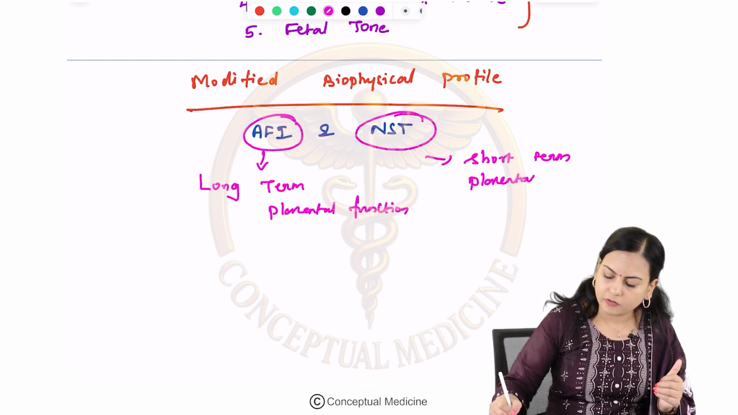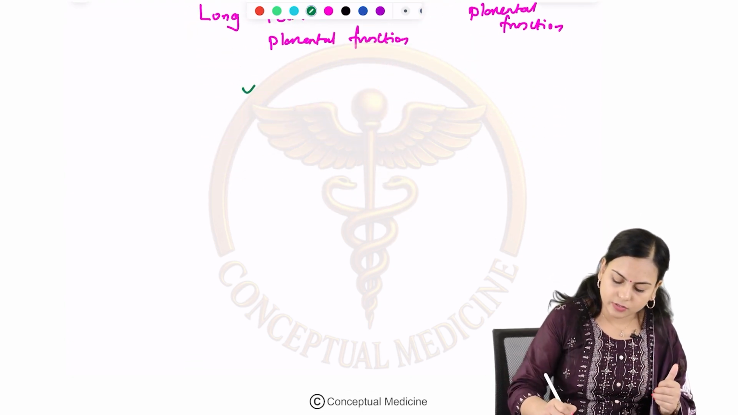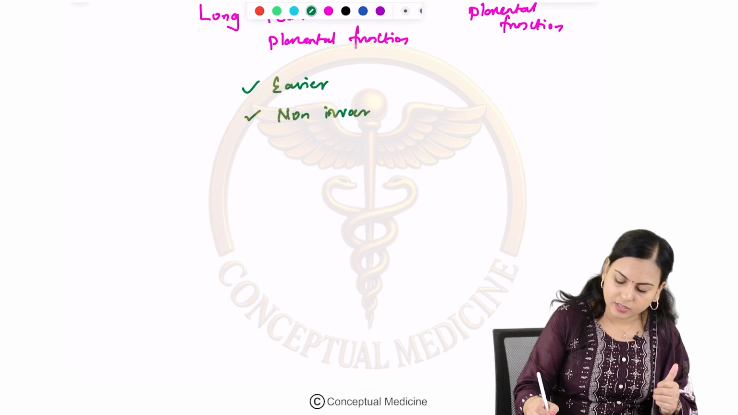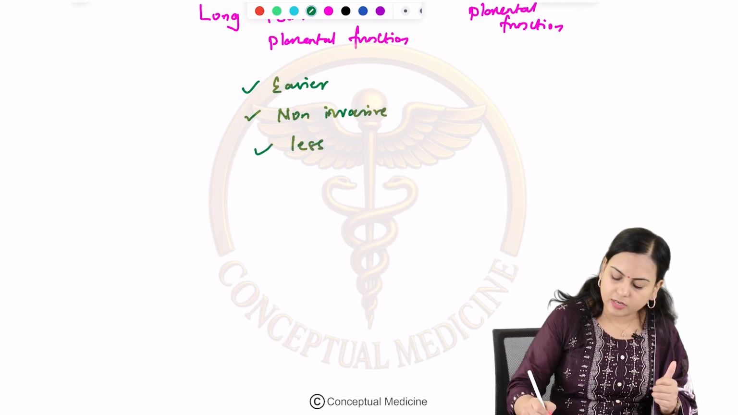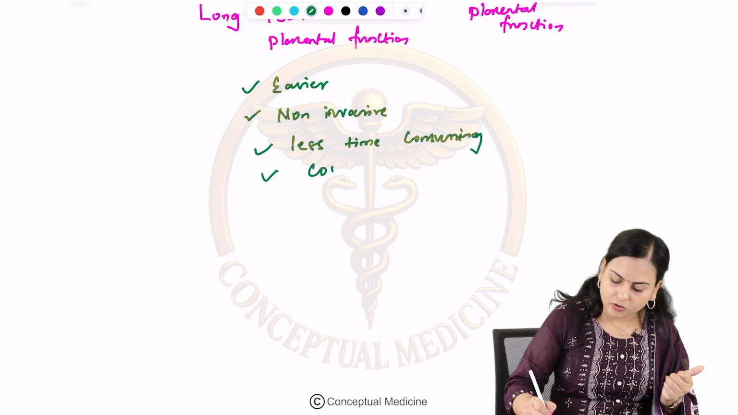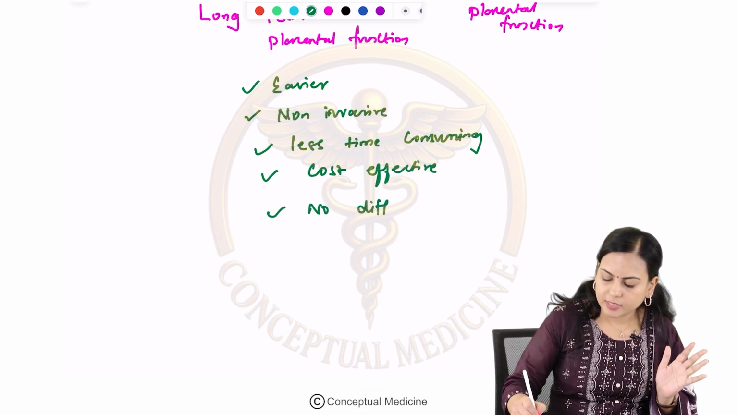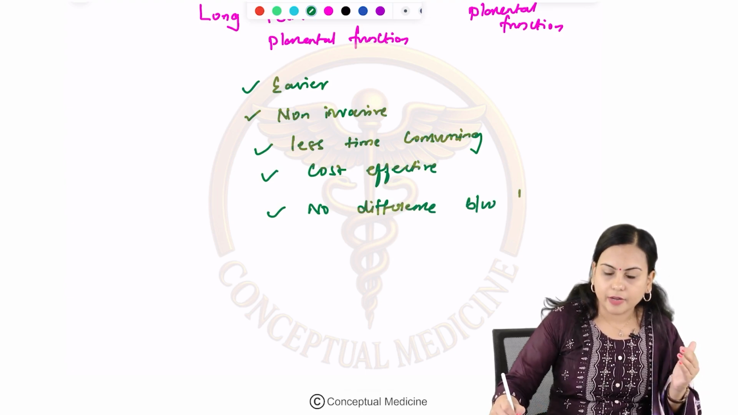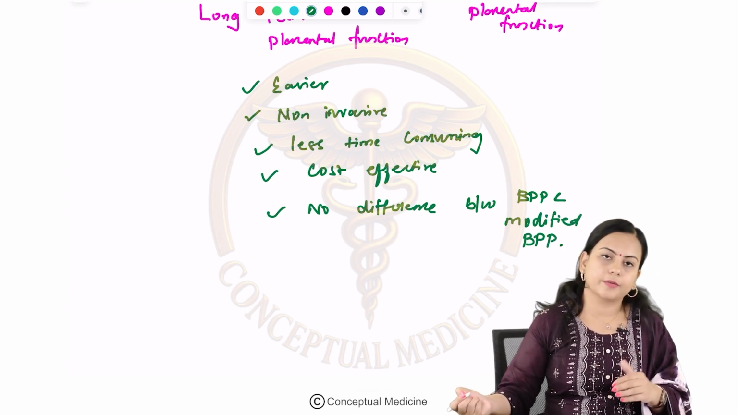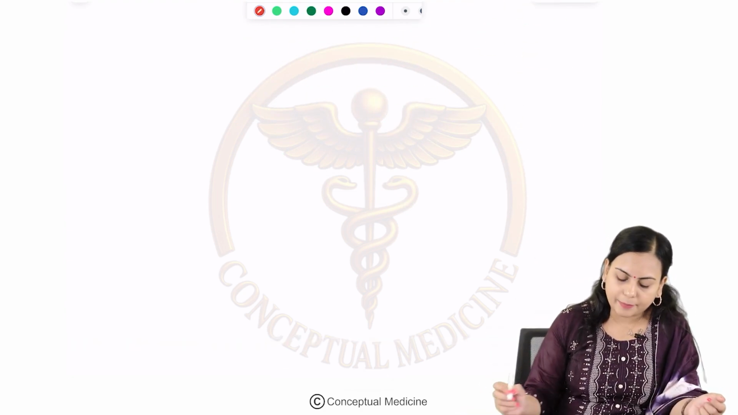placental function. Okay, and also this is more advantageous because both are easier to do, non-invasive procedures. Yes, and they are less time consuming also because we are measuring only two parameters, cost effective as well, and there is no difference seen between the biophysical profile and the modified biophysical profile. Clear? Yes. So next we will discuss fetal scalp blood sampling.